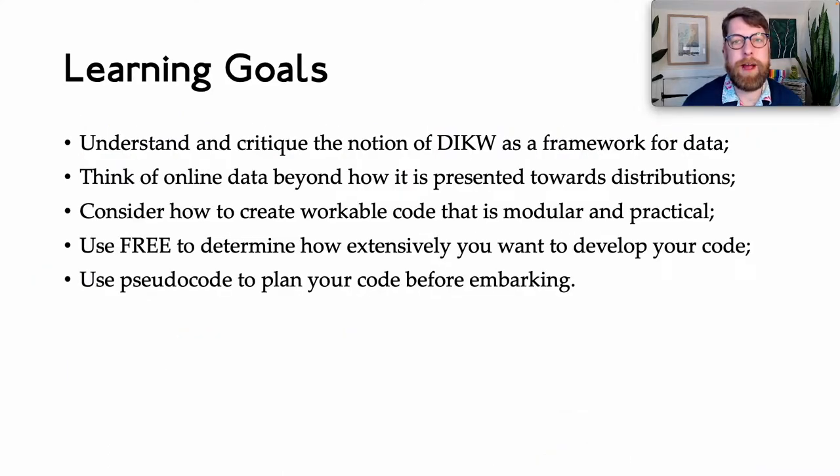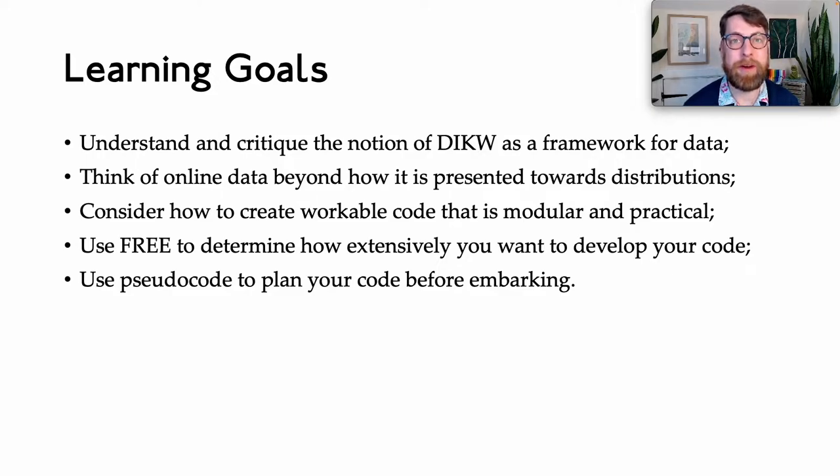So in this particular chapter, the learning goals are as follows. We want to understand and critique the notion of DIKW as a framework for data and learning about data. We want to think about data beyond how it's presented, towards thinking about it as a distribution we can make a claim about. We want to consider how we can create workable code that is modular and practical, and want to think about how we can apply the free mnemonic in order to determine how extensively you should develop your code, and then how you can use pseudocode to plan your work before you go on.